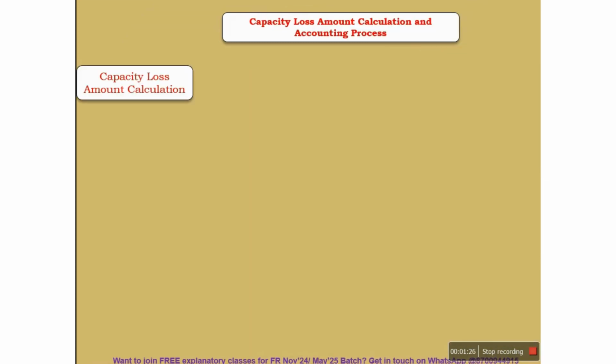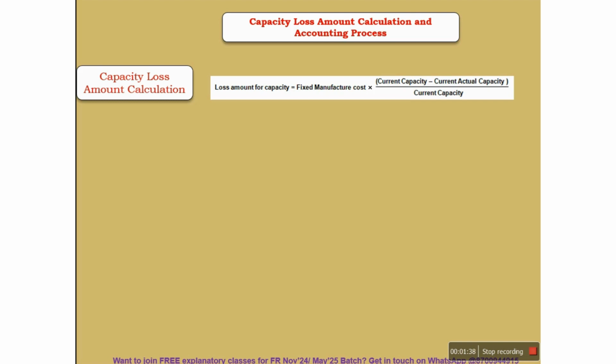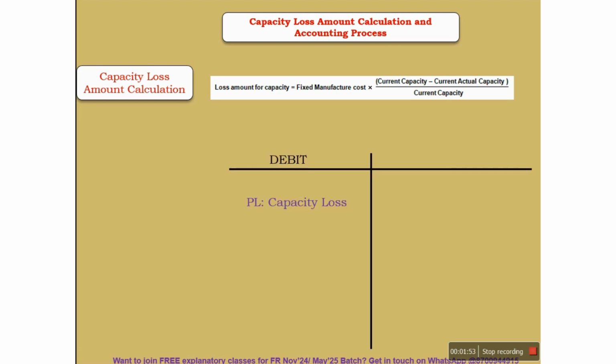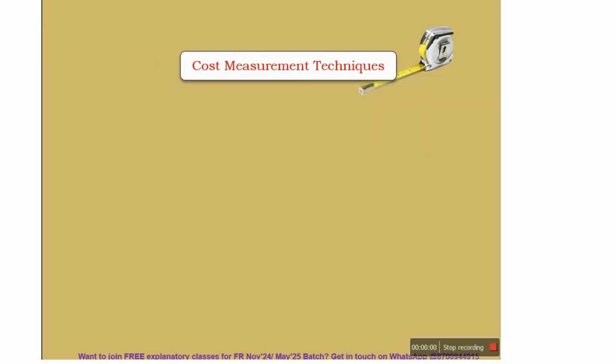Let me show you how it works. If an entity is having normal capacity of 100 and the actual capacity is 70, in this case there is an underutilization of 30% of the capacity. So all the fixed conversion cost by 30% will be booked in profit and loss account instead of loading to the inventory. Only 70% of fixed conversion cost will be loaded on the inventory. So we will book capacity loss, debit to the profit and loss account, and we will reduce the manufacturing labor cost, manufacturing other expenses in manufacturing statement by 30%.